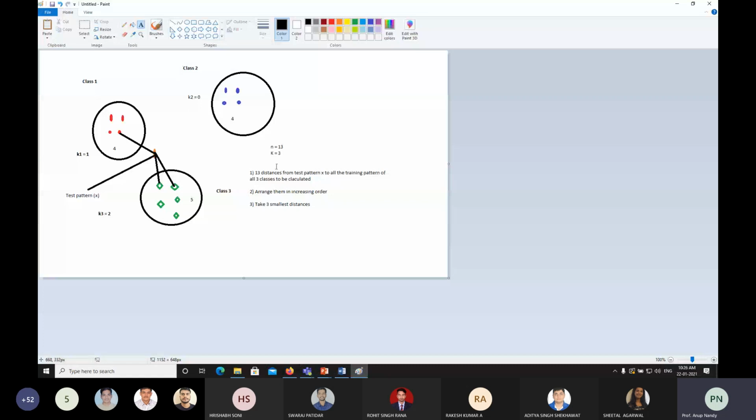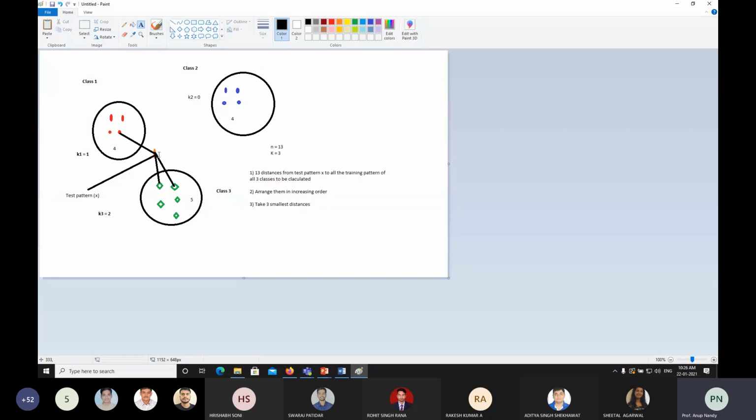Because as you can see, these patterns are far apart from all the training data points. As we are already having k equal to 3, we have met the condition. So that's why here k2 is equal to 0, because we didn't find any class representative. So k is a positive integer, and sometimes ki will be 0, but it cannot be negative.